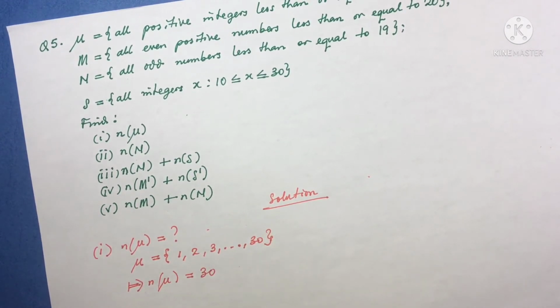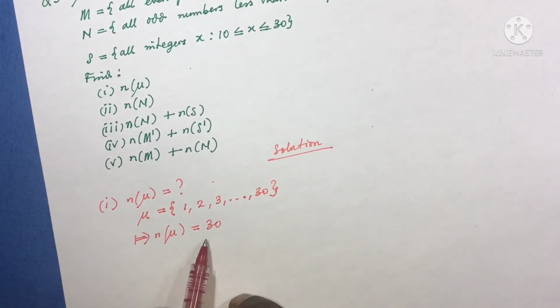Okay, so you count 1, 2, 3, 4, 5, 6, 7, 8, 9, 10, 11, 12, 13, 14, 15, 16, 17, 18, 19, 20, 21, 22, 23, 24, 25, 26, 27, 28, 29, 30. So from 1 to 30, you have 30 elements, okay? And that makes our cardinality 30.